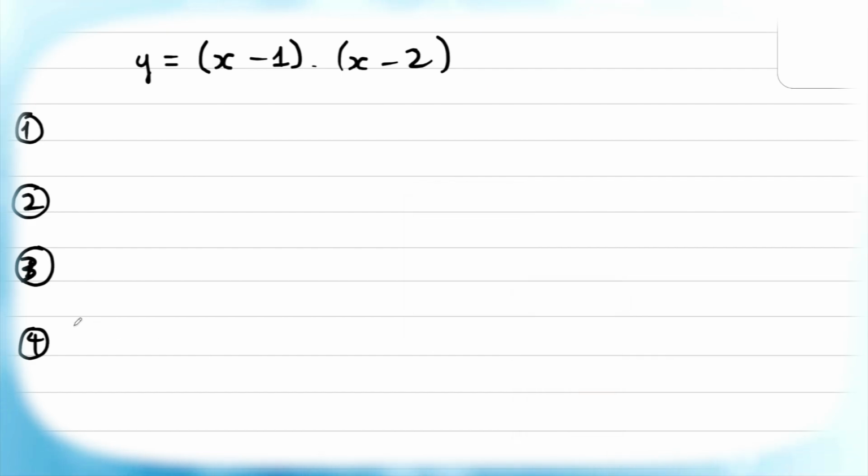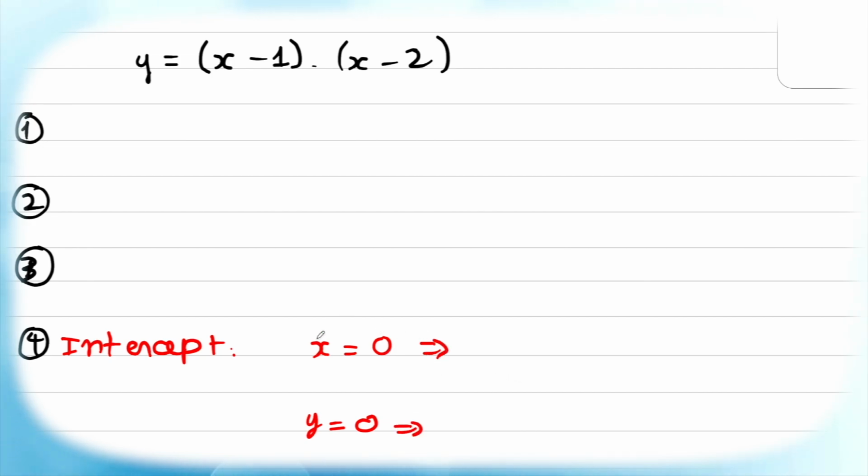For example, when I want to find the intercepts first, the y-intercept means x equals 0. Substitute 0 into this equation, and you will have minus 1 multiplied by minus 2, and then you get the number 2, which means the y-intercept will be (0, 2).